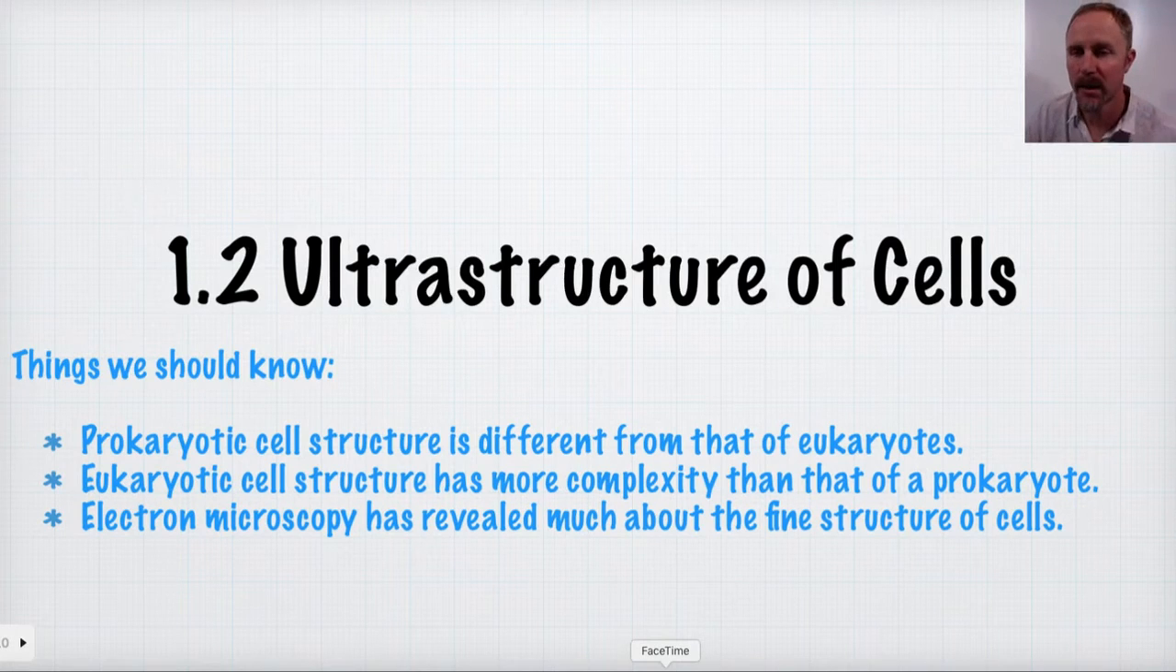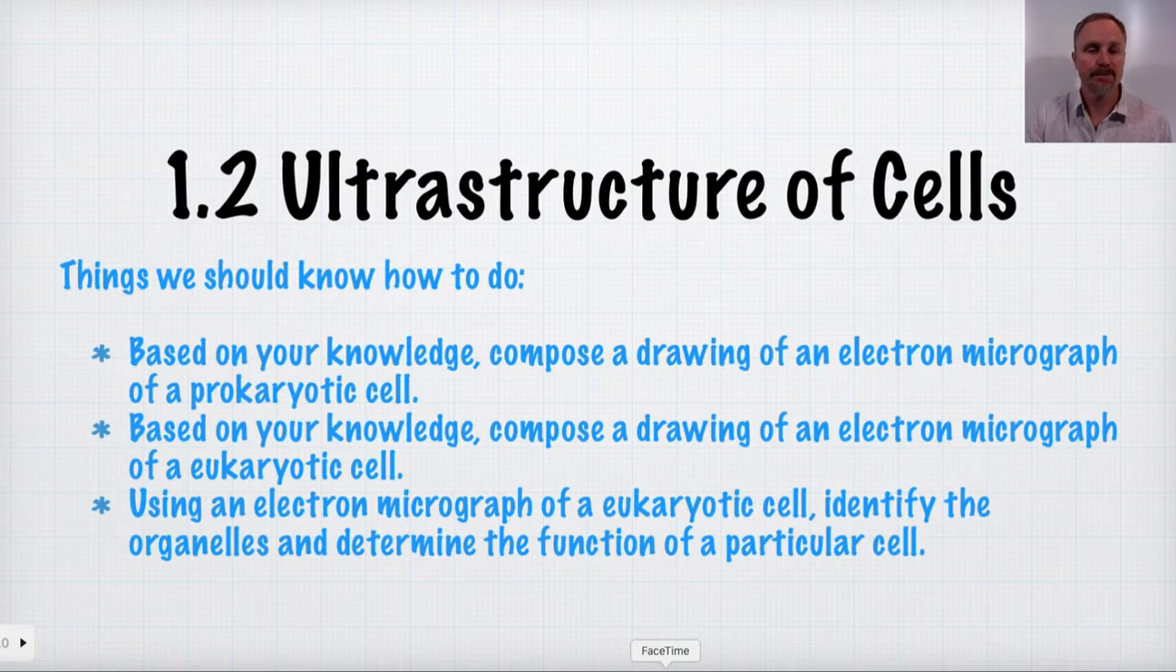Hi, today we're going to be talking about the ultrastructure of cells, and that's section 1.2 in the IB curriculum. There's some things that you want to know. First of all, that the prokaryotic cell structure is much different than that of a eukaryote. The eukaryotic cell structure is in many ways more complex than that of a prokaryote, and the electron microscope has been a valuable tool in evaluating the differences and similarities between these two cells, and it does a lot to reveal the fine structure, or the ultrastructure, the fine detail of these cells.